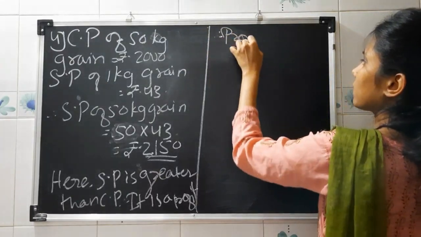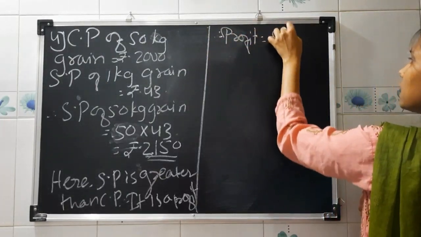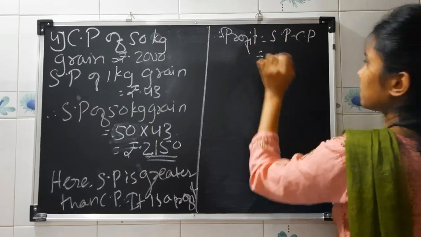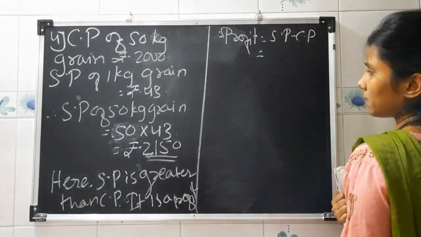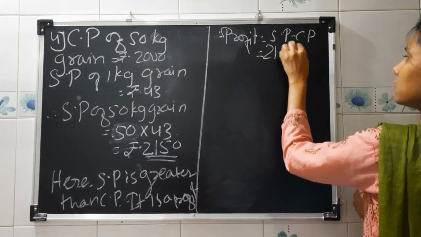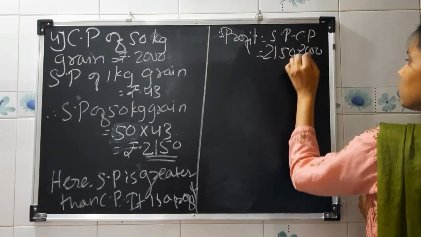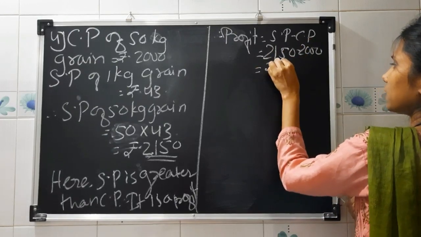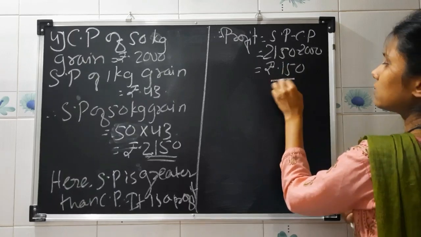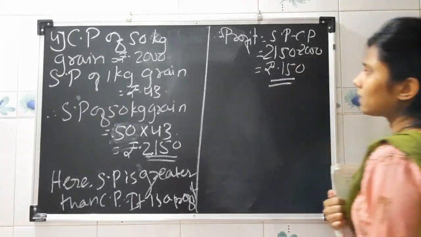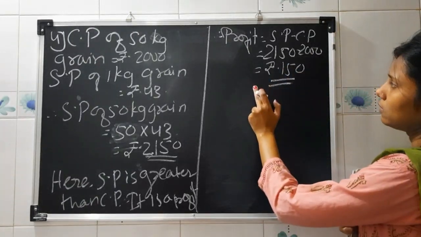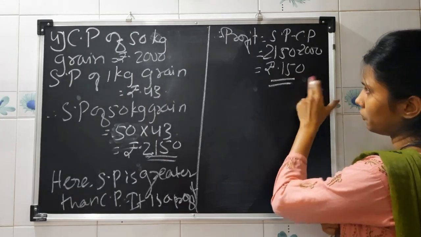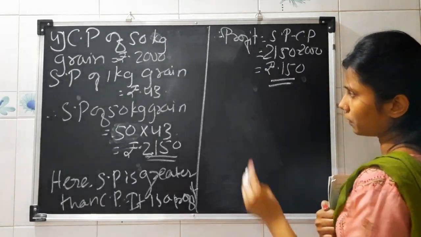Therefore profit is equal to selling price minus cost price. Selling price 2150 minus cost price 2000. Your profit is rupees 150. Now we got the profit of rupees 150. We have to find out the profit percent.